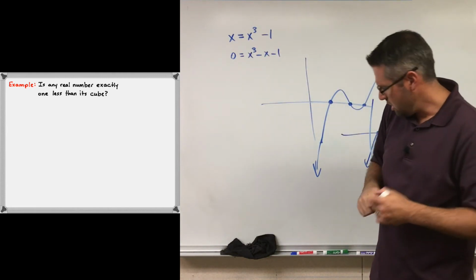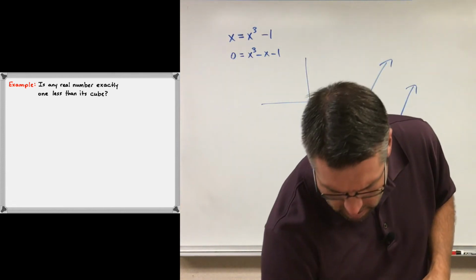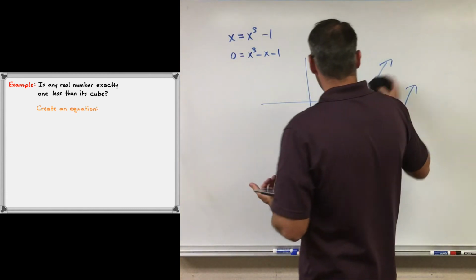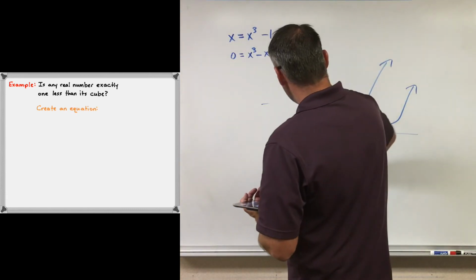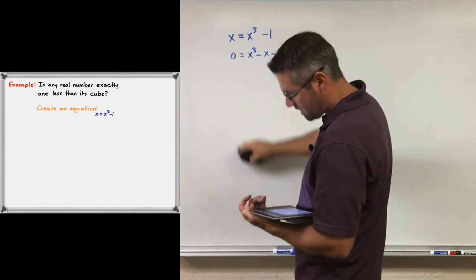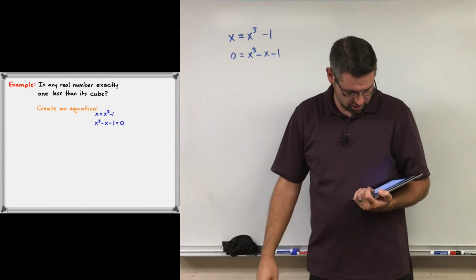And since this equation is true, it follows that this equation will be true, and therefore we do have one. That doesn't really invoke the intermediate value theorem, but let's go ahead and take a look at the lesson, and you're going to see how that does invoke the intermediate value theorem. So again, first thing you're going to do is create an equation. So we have x equals x cubed minus 1. And then we're going to move everything over so it's equal to 0.